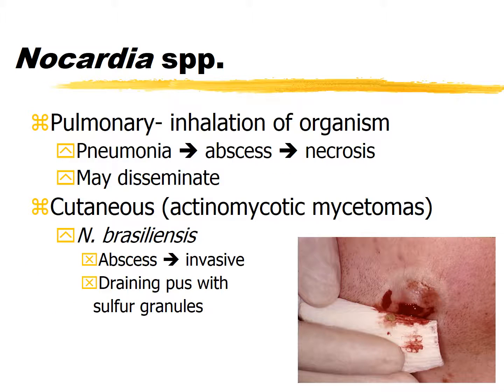So in Nocardia species, you have two disease processes. In the pulmonary form, you inhale the organism, so you get a pneumonia, which forms into an abscess, which causes tissue necrosis. It may disseminate. The cutaneous form is called actinomycotic mycetoma. Nocardia brasiliensis is one of the organisms that cause this. And one of the key characteristics of this is the draining pus with sulfur granules.